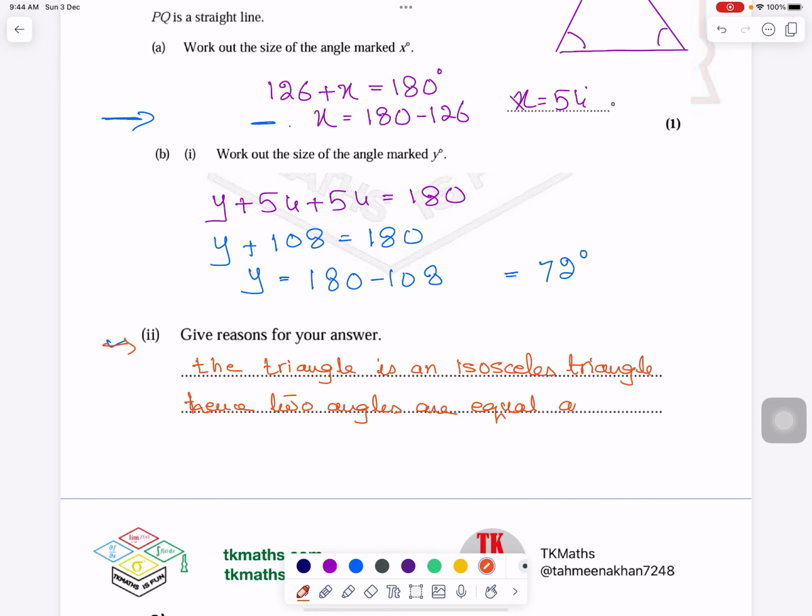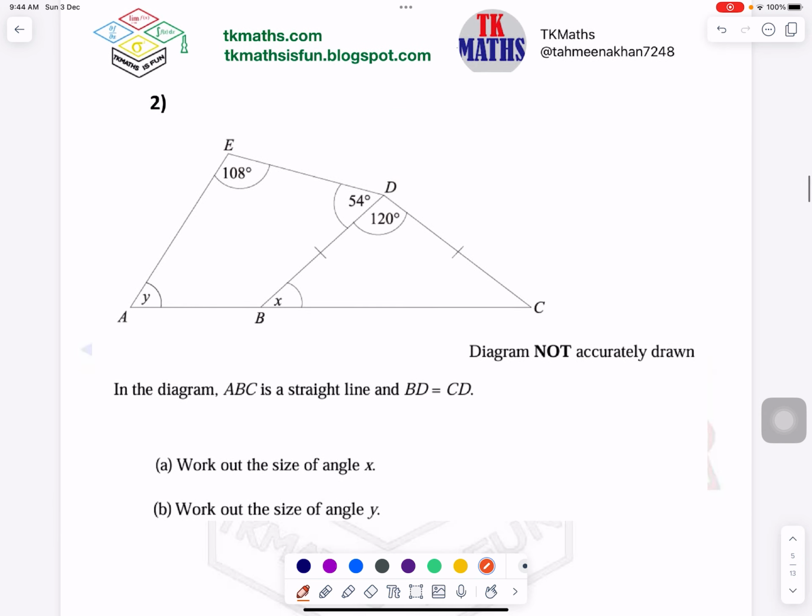And the sum of the angles of a triangle is 180 degrees. Sum of the angles of a triangle is 180 degrees. So one will understand that you have a very clear concept. How did you calculate it? Okay, so this is one question. This is the next question.